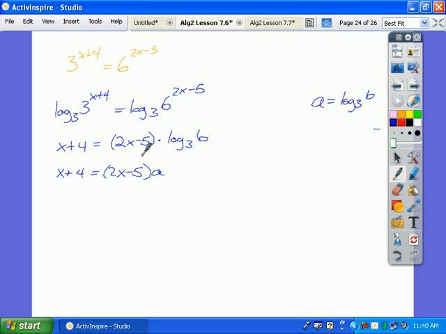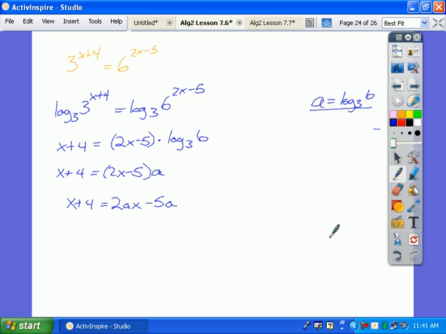Okay. So, step 1, distribute the a. So I get x plus 4 equals 2ax minus 5a. And why did I put the a in front of the x here? Because a is just a number. Where did I get a from? A is the same thing as log base 3 of 6. So instead of writing log base 3 of 6, I'm just going to write a. For now. At the very last step, I'll go ahead and substitute back in log base 3 of 6. But for now, I don't want to have to write it over and over and over again.